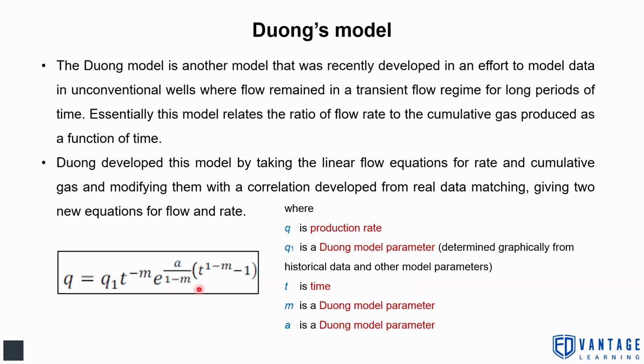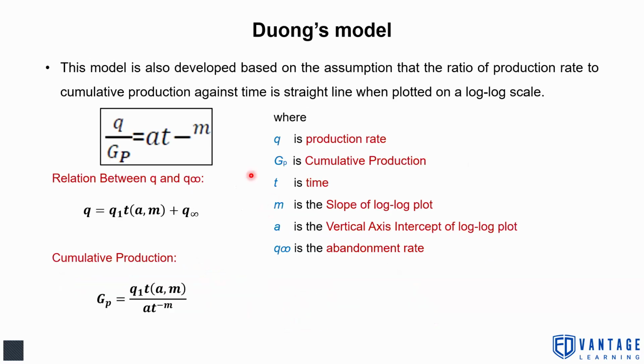e to the power a/(1-m) times (t^(1-m) - 1), where m and a are again Duong model parameters and t is time. Next, there is another equation for cumulative gas production, which is q1 t^(-m) times e^(...), that is, q1 t^a m over a t^(-m).